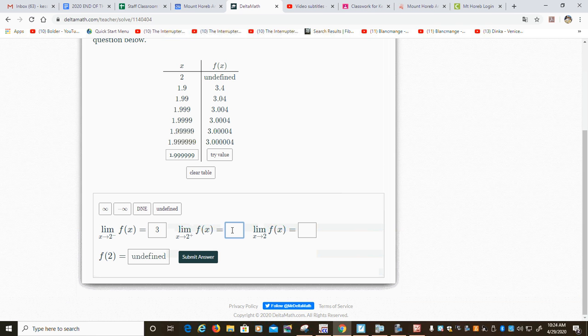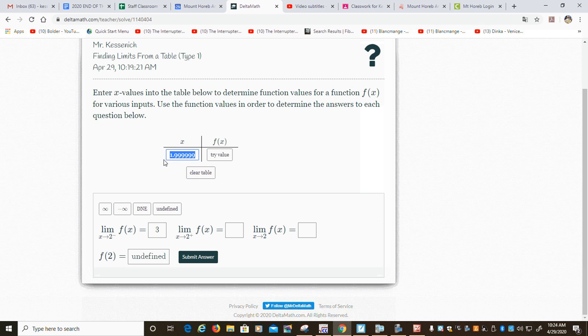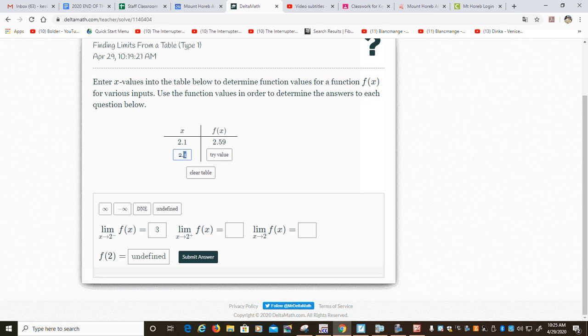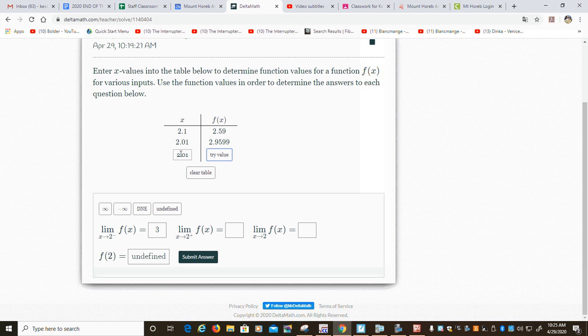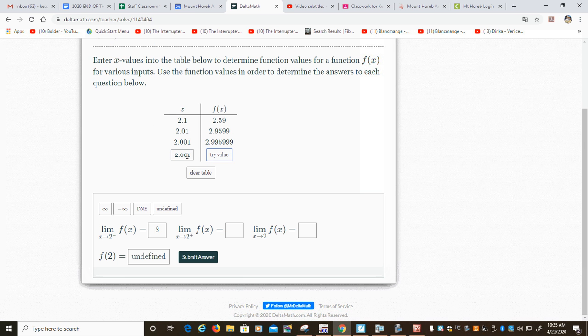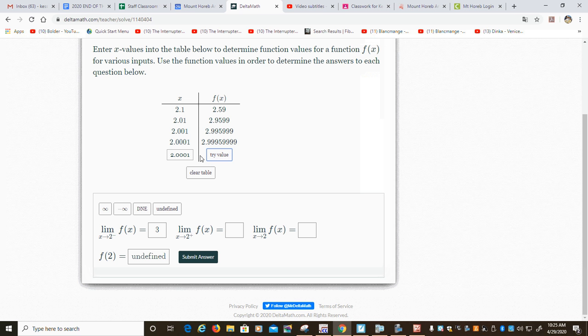Okay. Let's look at it from the right. I'm going to clear the table. As I approach from the right, I'm like 2.1. How about 2 point, I'm going to insert a 0, and I'm going to insert another 0, and insert another 0, and so on. Why is this jumping around so much?